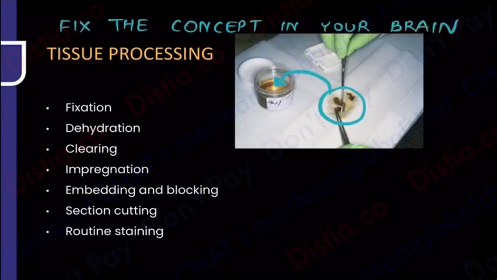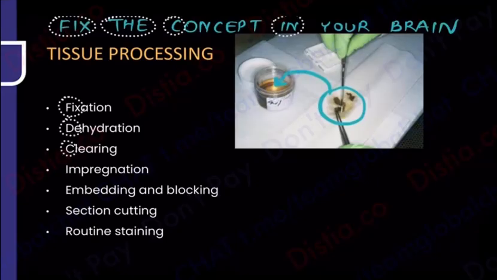That the first step is going to be fixation. Learn the steps first. The sound of D means there is going to be dehydration. Then fix the concept, so there is going to be clearing in your brain. In is for impregnation, and brain means B for bedding and blocking. Bedding and blocking means embedding, and blocking is what is going to occur. That is what helps in getting your tissue ready.